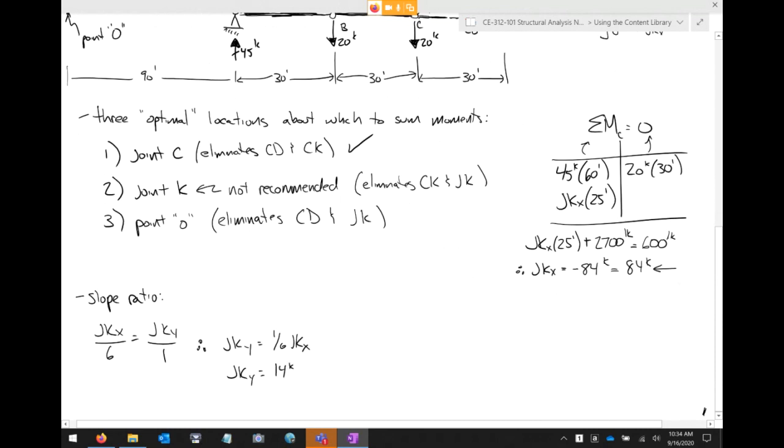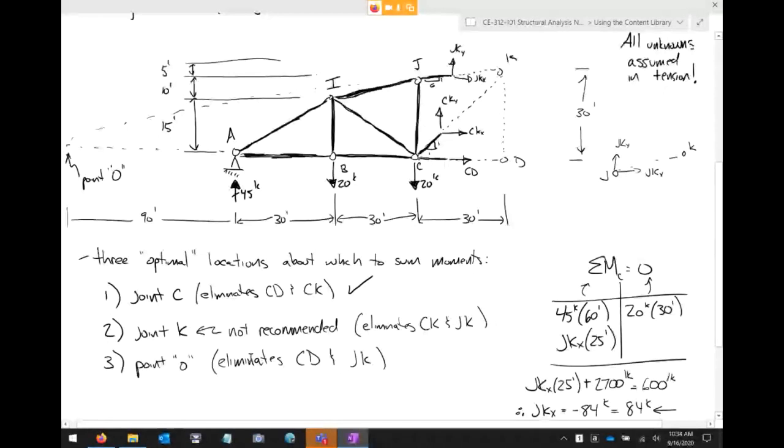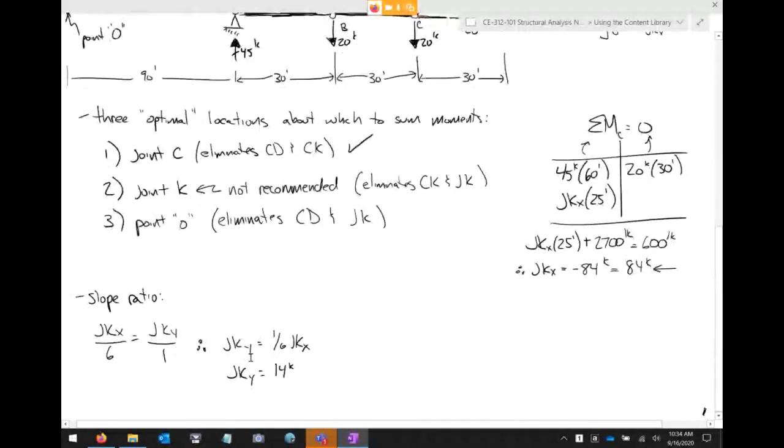Now, 14 kips, let's talk about the direction. Up here, we have JK acting upwards. But remember, we got negative for JKX, so this is wrong, too. So JKY is pointing downwards. All right, and so maybe I ought to box in the answers that we know. Ooh, that's horrible. I can do better than that. Know that. I know that. Okay.